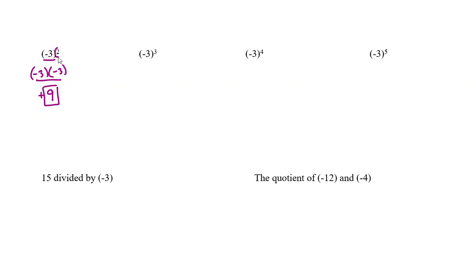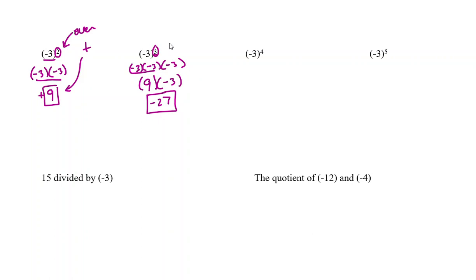But we knew there was two of them because it was 2 right there. So that was an even number, and it gave us a positive result. Okay, well, what about negative 3 cubed? Well, that's negative 3 times negative 3 times negative 3. That's what the little exponent 3 means. And negative 3 times negative 3 is positive 9 times negative 3 is negative 27.